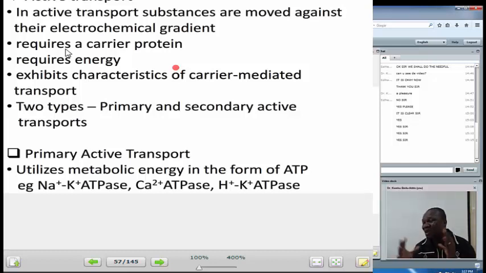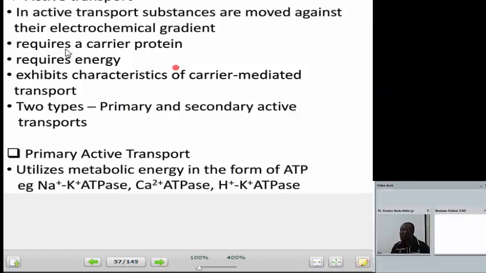So active transport also exhibits the characteristics of carrier-mediated transport, since both active transport and facilitated transport are carrier-mediated. But one, which is facilitated diffusion, does not require energy because substances are moved from a region of higher concentration to a low concentrated region. In active transport, movement is from a low concentrated region to a high concentrated region. So that is moving against a chemical gradient. In diffusion, we are moving along a chemical gradient. In active transport, we are moving against a chemical gradient.